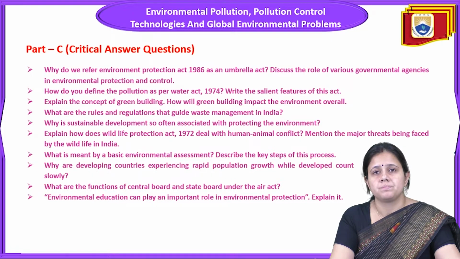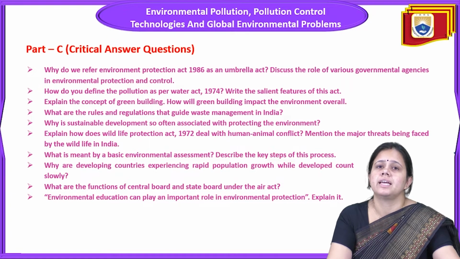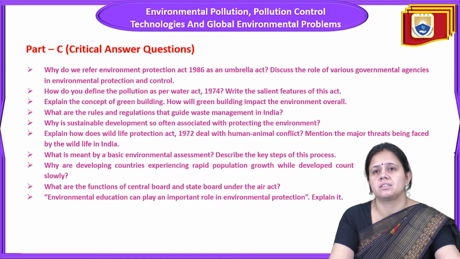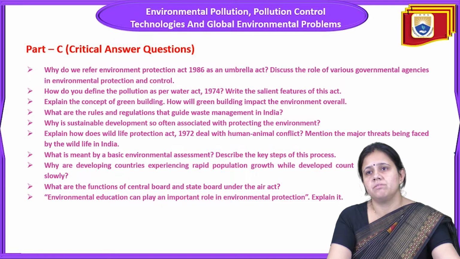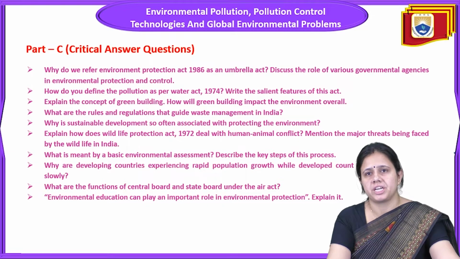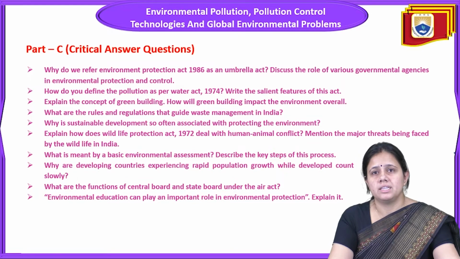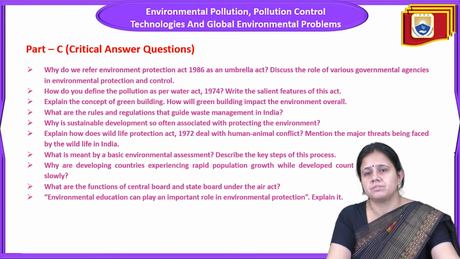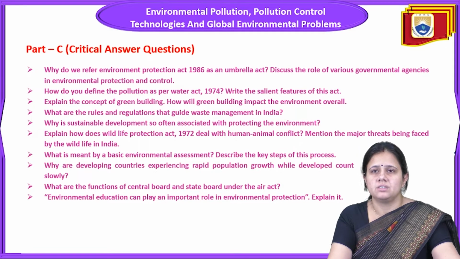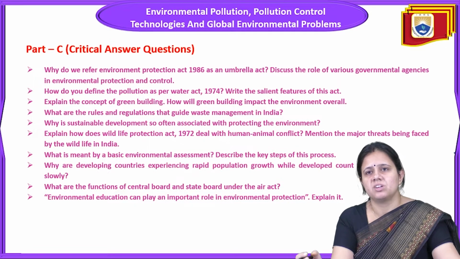So first of all, the first question is: why do we refer to the Environment Protection Act as an umbrella act, and discuss the role of various governmental agencies in environmental protection and control. So in this act you have to discuss the salient features and objectives of the EP Act. It is an umbrella act because it covers all the segments of the environment, and in this law they have made implementation and provisions for the protection and control of the environment.